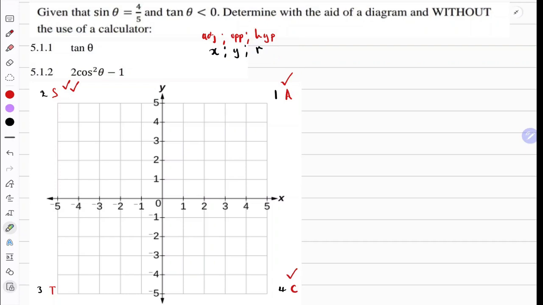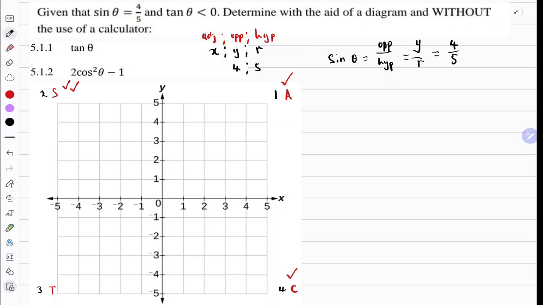So fortunately, with the information that we have already, we have sine theta, by definition, is the opposite over the hypotenuse, which is y over r. And with the information provided, it is 4/5. So we have our opposite to be 4 and our hypotenuse to be 5. So we still need to find the value of x.